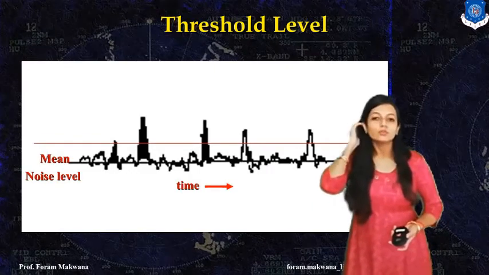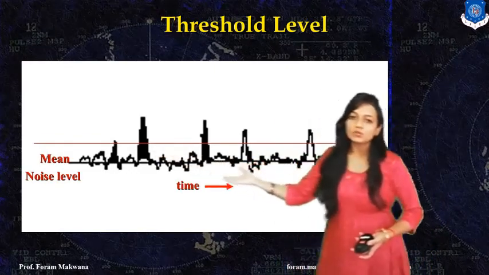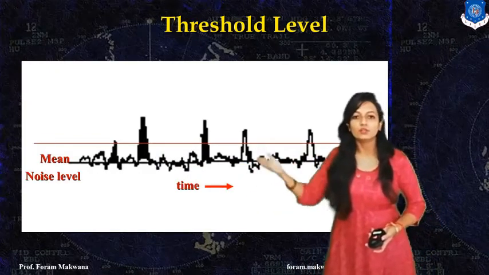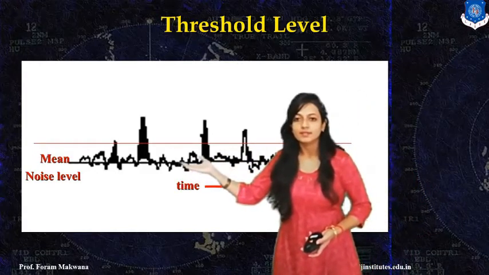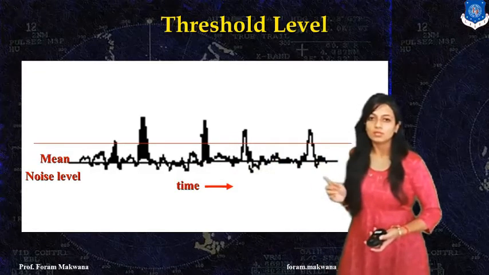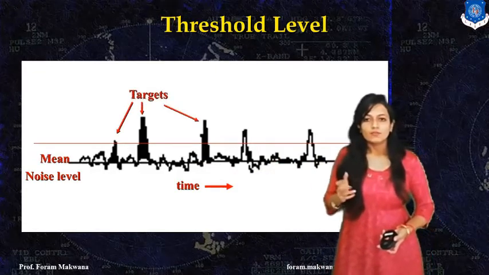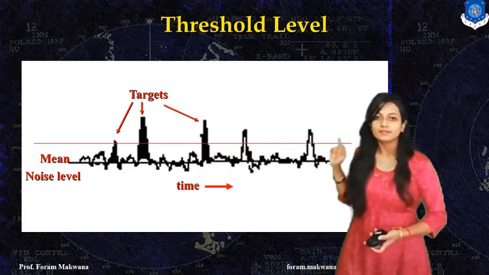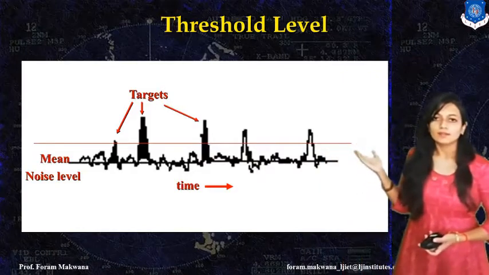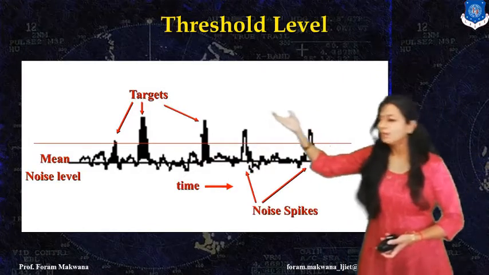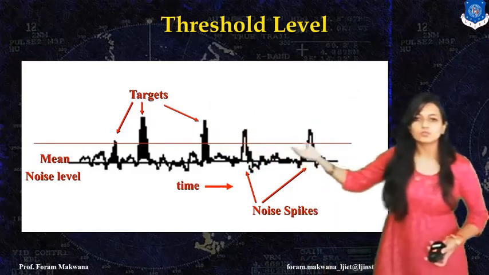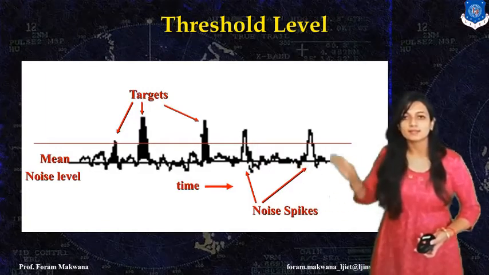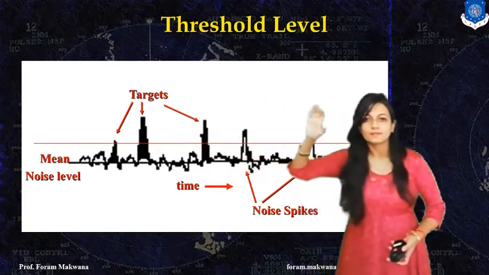So this is the echo signal which varies with time, and we have defined the noise level over here. This is the mean noise level. Above this red line, we can say these can be my targets, and these 2 are the noise spikes. This is the actual value. These 2 are the noise spikes, and these 3 are the targets.